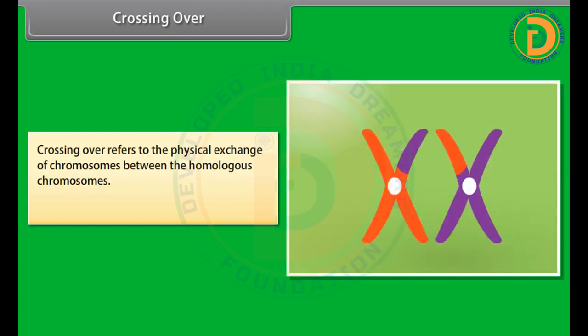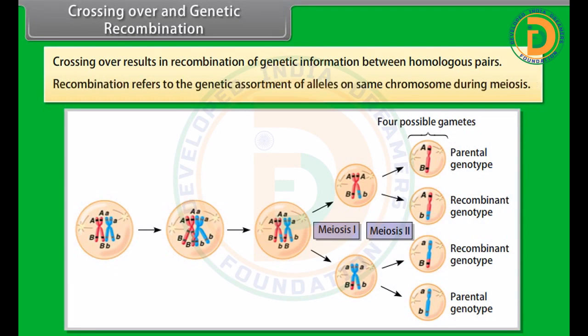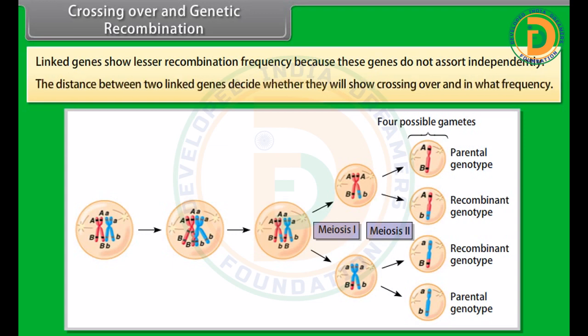Crossing over. Crossing over refers to the physical exchange of chromosomes between the homologous chromosomes. It occurs in the prophase of meiosis 1. Crossing over and genetic recombination. Crossing over results in recombination of genetic information between homologous pairs. Recombination refers to the genetic assortment of alleles on the same chromosome during meiosis. Linked genes show lesser recombination frequency because these genes do not assort independently. The distance between two linked genes decides whether they will show crossing over and in what frequency.